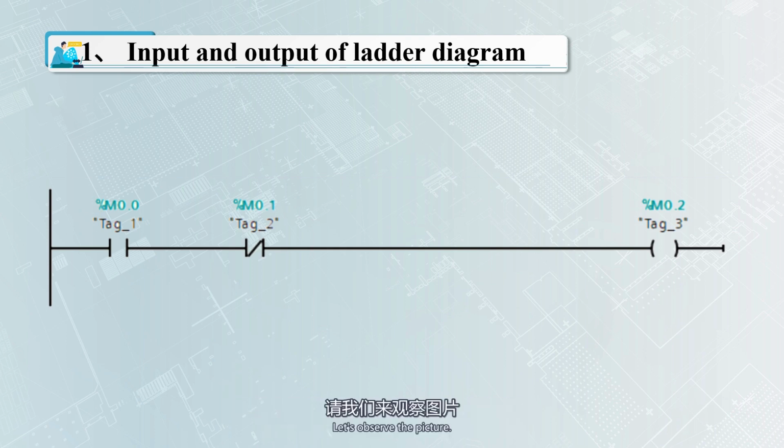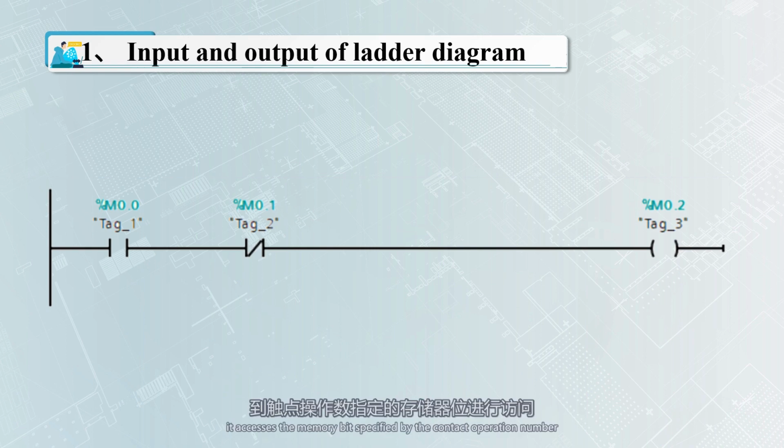Let's observe the picture. The figure shows a ladder program where the input part refers to the contacts and the contacts represent the input conditions. There are two forms of input contacts in the ladder diagram. The one on the left refers to the normally open contact, while the one on the right is the normally closed contact. After the PLC scans the input contact, it accesses the memory bit specified by the contact operand. When the data in this bit changes from 0 to 1, the corresponding normally open contact is connected and the normally closed contact is disconnected.